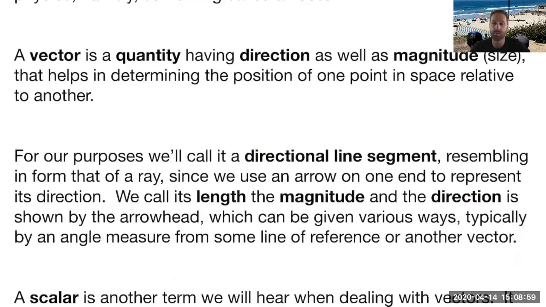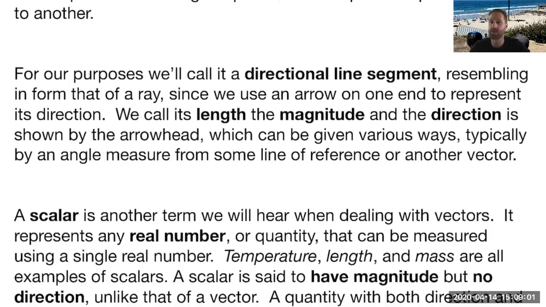For our purposes, we're just going to call these vectors a directional line segment, because basically it will have a line, but only a part of it, a segment, because it's going to have a length. You may have heard of magnitude before. Typically that's with earthquakes. Remember, the magnitude was the size of the earthquake. So when we're talking about the length of these vectors, these line segments, we're talking about the magnitude, the size of them. The direction will be shown by an arrowhead.